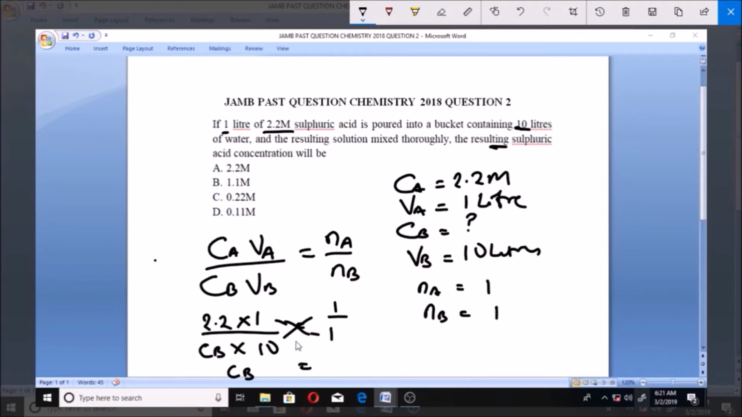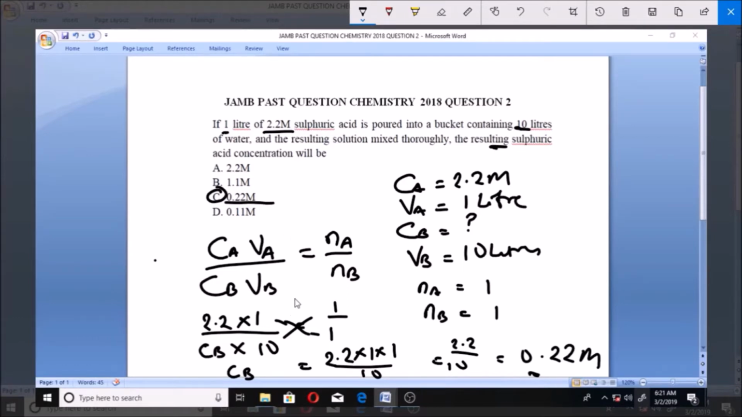we have Cb equal to 2.2 times 1 times 1 all over 10. So this will give us 2.2 over 10, which is 0.22 m. So that is the value of our Cb, and C is the right option, 0.22 m.